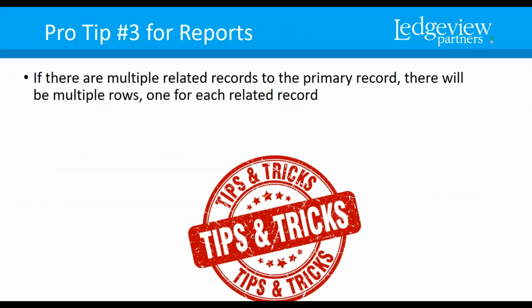Our pro tip number 3: if there are multiple records related to the primary record, there will be multiple rows, one for each related record.